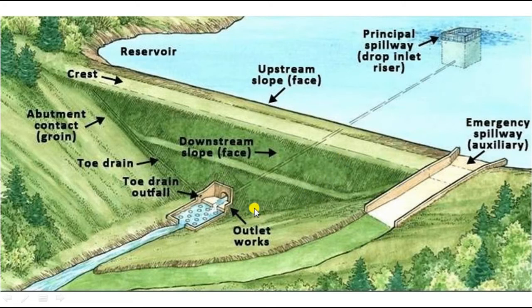They have a slope face, the abutment contact, toe drain and toe drain outfall, and the emergency spillway or auxiliary spillway. The spillway may be located on the right side or left side of the dam, or may also be far from the dam location. The spillway location depends on the elevation of the bank and a suitable discharge location where available.